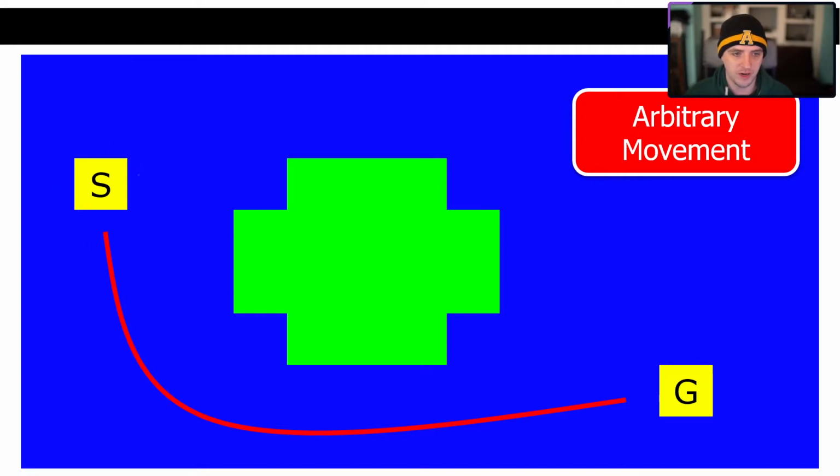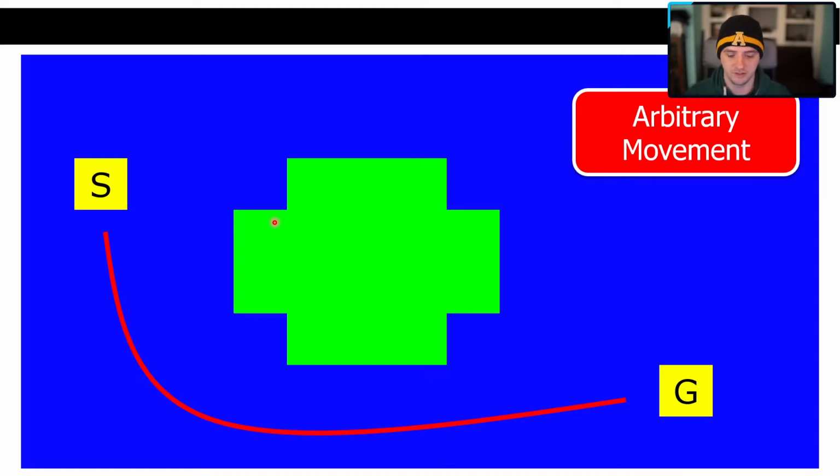For example, over here I've got a starting location, and over here I've got a goal location. In this arbitrary movement example, what I mean is that the entity can go anywhere, it can turn in any direction, and all of its points are real-valued points. So here we could walk on a nice smooth curve, or we could go however we wanted through this level.